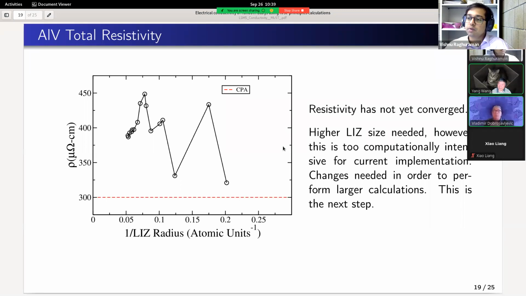If you take a good enough supercell, then the size does not play that big a role, and it seems to be the LIZ. But yeah, we are planning to take a larger one.